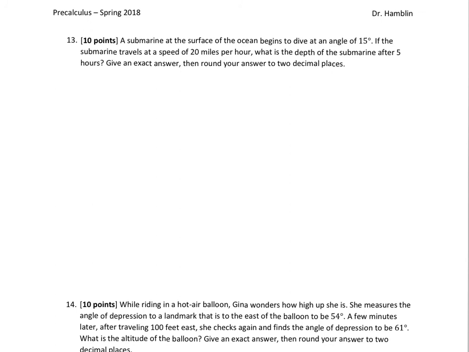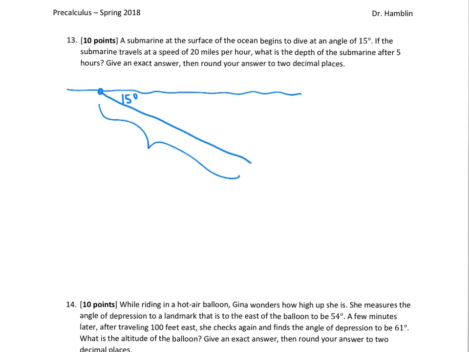Next up, we've got a submarine that's at the surface that begins to dive at an angle of 15 degrees. We know that the submarine travels at a speed of 20 miles per hour. We want to know the depth of the submarine after 5 hours. So drawing our diagram here, we've got the surface of the water. This is the starting point of the submarine. And then the submarine dives at an angle, and the angle is 15 degrees. Now, 20 miles per hour for 5 hours means that the submarine is going to travel a distance of 100 miles. And so what we want to know is, at that point, what is this depth d?